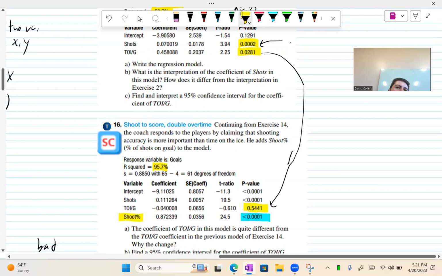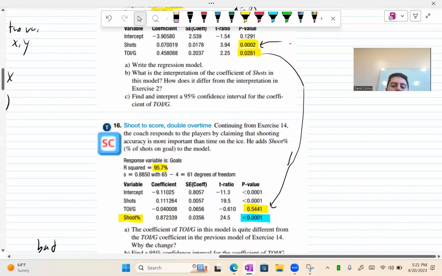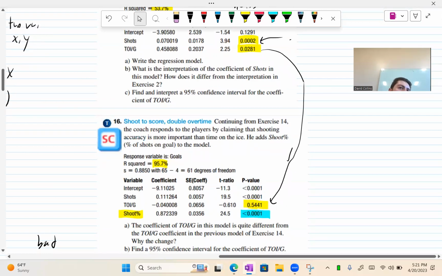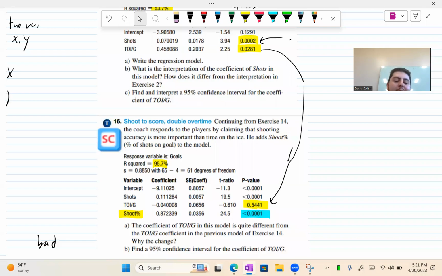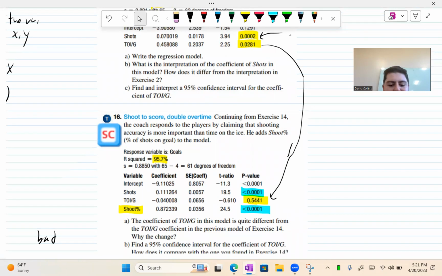It's with shot percentage, right? The introduction of shot percentage negated the usage of ice time. It turned ice time from a statistically significant variable to an insignificant one. And the reason I know it's just shot percentage is that shots is still significant. And doesn't it make sense that the longer you're on the ice, the more shots you're gonna take, right?